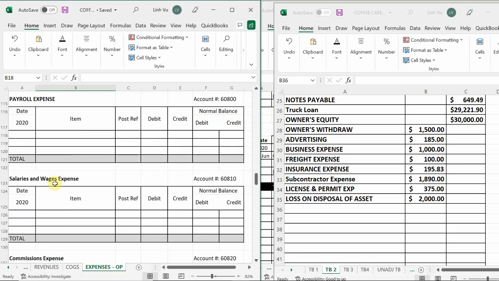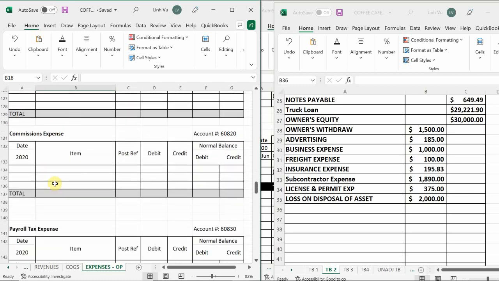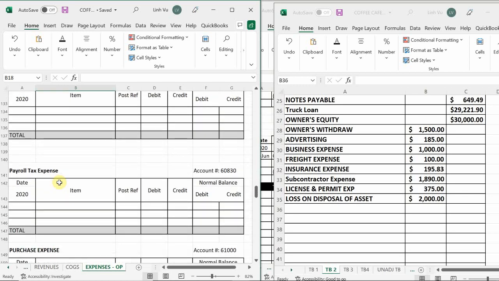And we have employees, but we haven't paid them yet. So no payroll liabilities or expenses or taxes that we've incurred expenses. Okay.